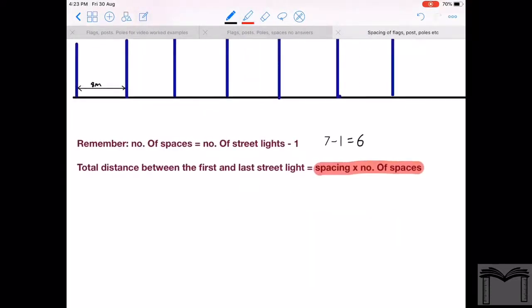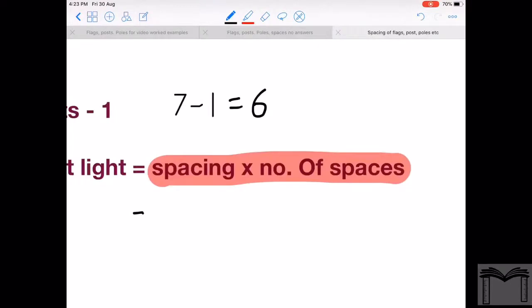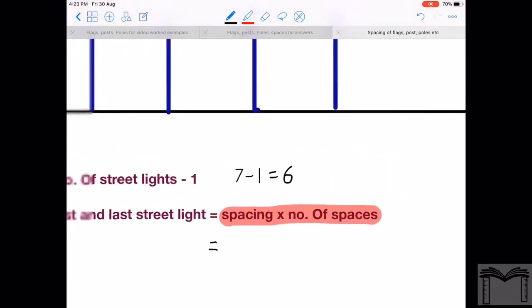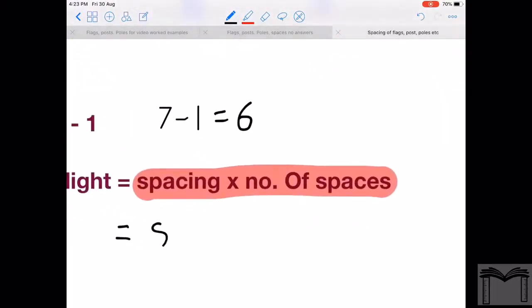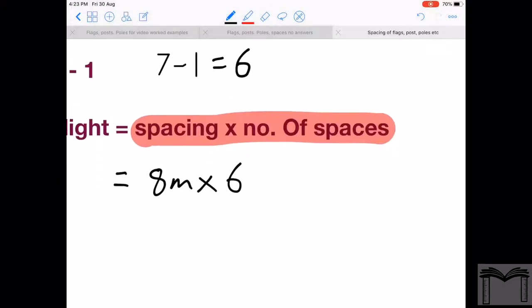So the total distance between the first and the last street light is equal to the spacing by the number of spaces. The spacing is 8 meters and there are 6 spaces, so 8 multiplied by 6, that's 48 meters. That's your answer.